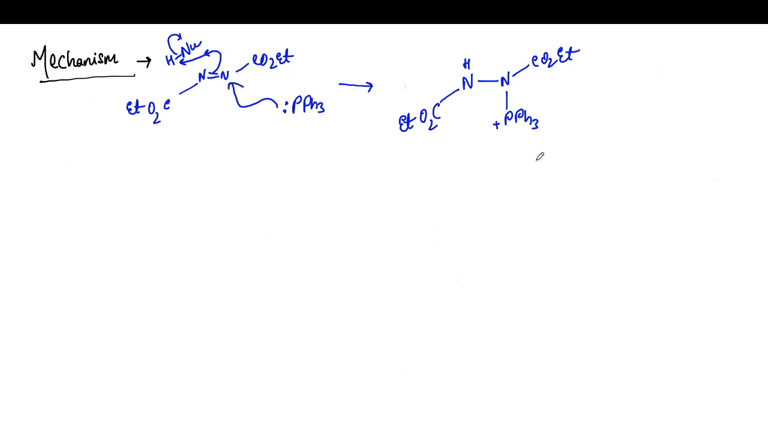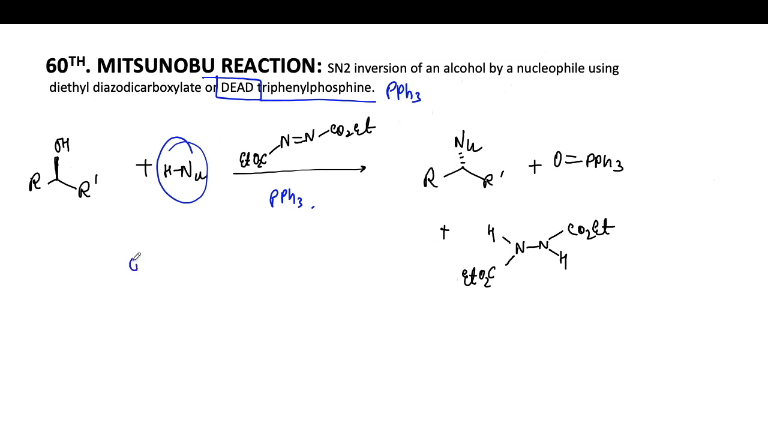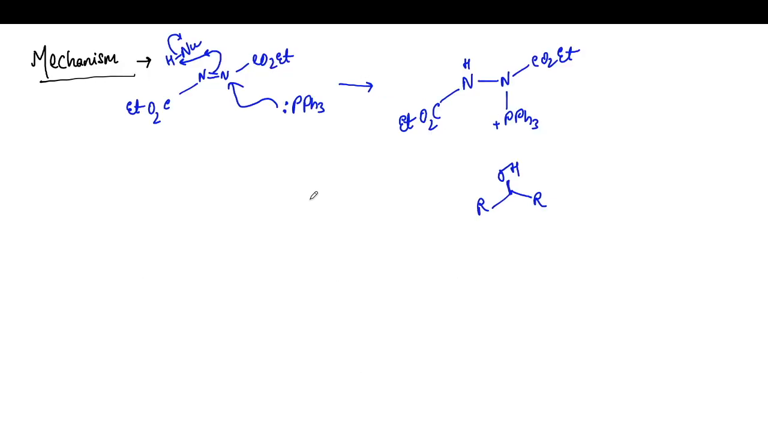Now what next? As you can see, you have got a positive phosphorus. You would imagine that we also have an alcohol in the molecule. And guys, pay attention, this whole reaction is a one pot synthesis. What is that? All the reagents are added together, no step by step addition. So you have the alcohol in the molecule right now, and the OH is going to attack the phosphorus over here.